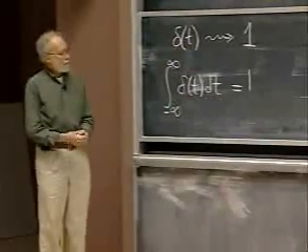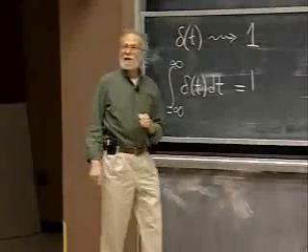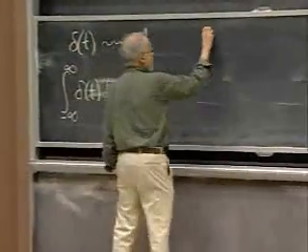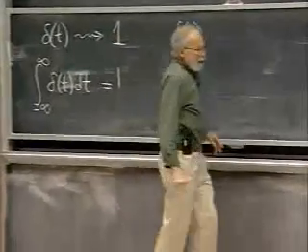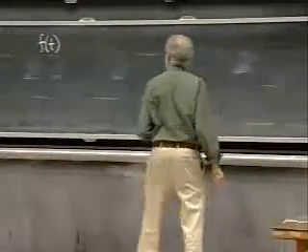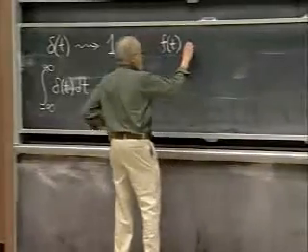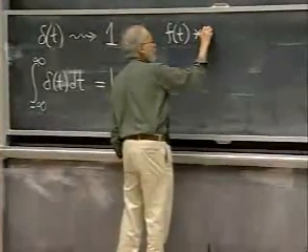Now, what else can we calculate for it? Well, I'd like to calculate its convolution. Oh, okay. Here's f of t. What happens if I convolve f of t with the delta function?